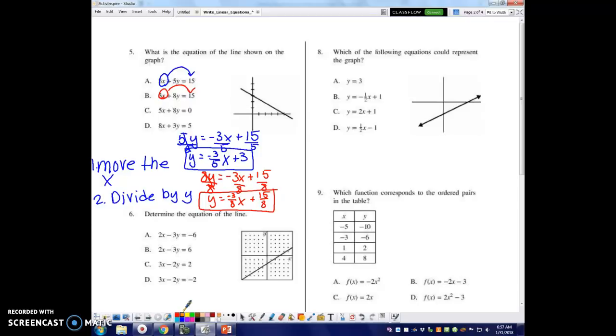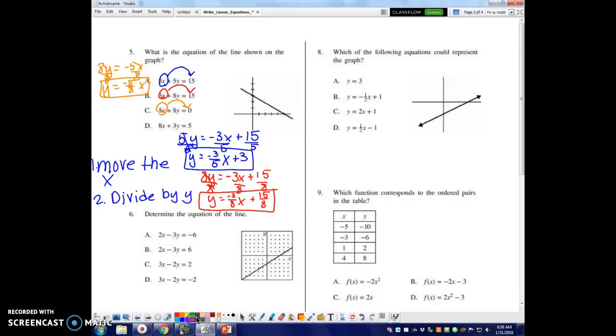Next one, C. Move the x, divide by y. So we moved our x. So we have 8y equals what? -5x. You can put the +0, but you don't have to. Okay. Now we divide by y. So we have y equals -5 over 8 is -5 over 8x. So this is C. Okay.